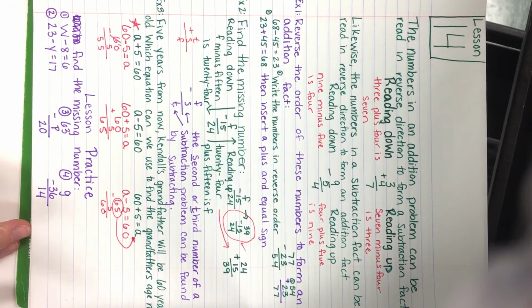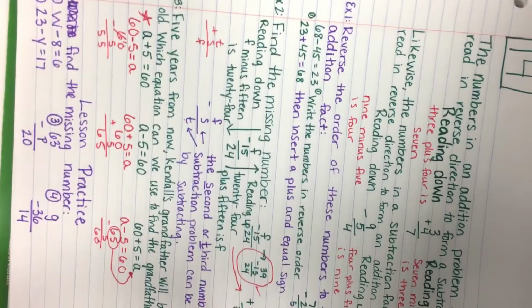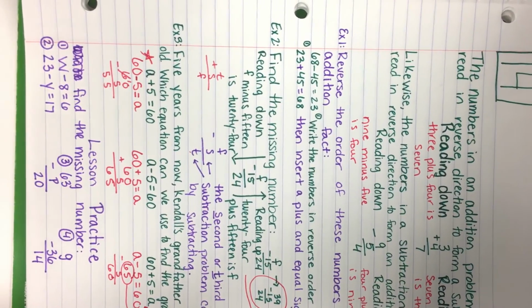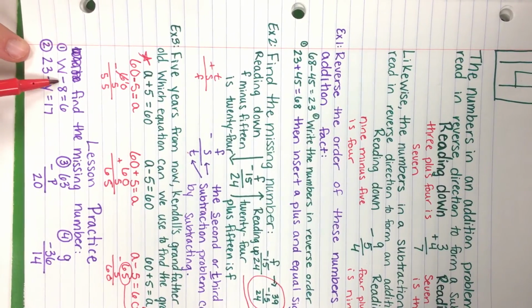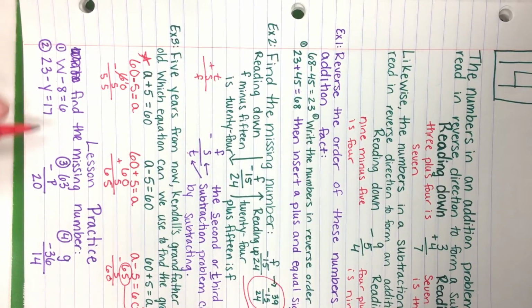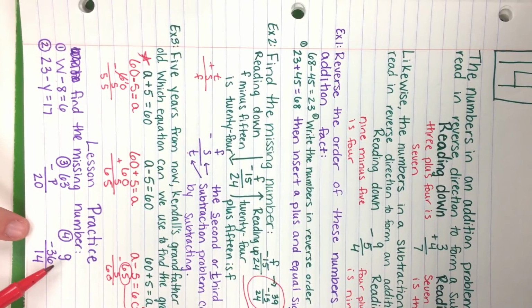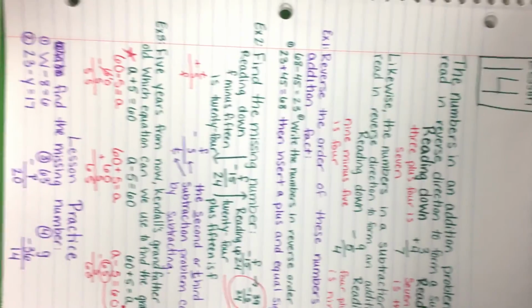So for your lesson practice, you're going to be doing these problems right here. I hope you can see them, yes. W minus A equals 6. 23 minus Y equals 17. 63 minus P equals 20. And G minus 36 equals 14. I will see that tomorrow.